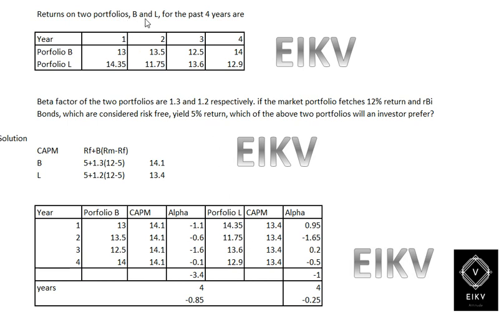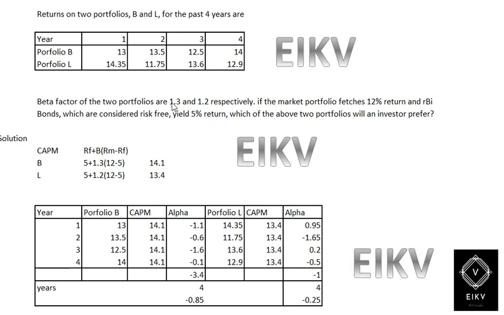So in this illustration, the returns on two portfolios, B and L, for the past 4 years have been given. The returns of portfolio B for 4 continuous years, 1, 2, 3 and 4, are 13, 13.5, 12.5 and 14. In case of portfolio L, they are 14.35, 11.75, 13.6 and 12.9.